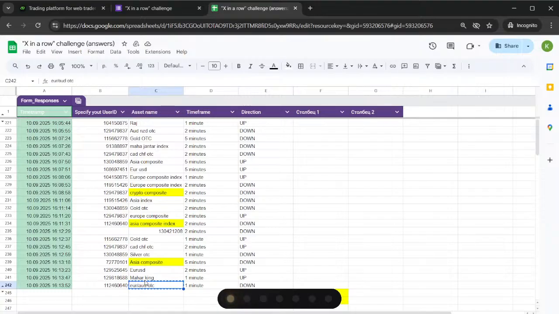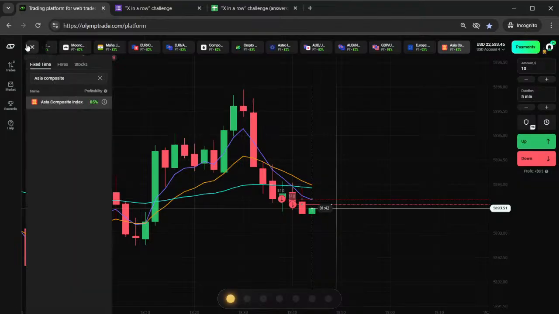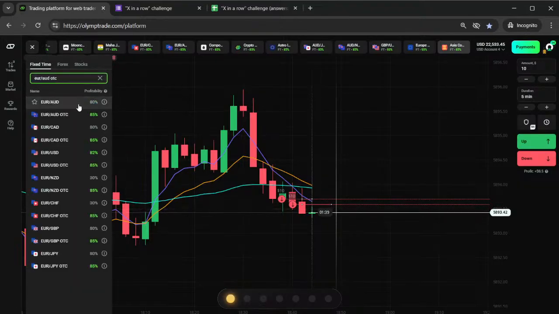So this is Mahajantram or which one? I'm not sure. Okay, no worries. We will move to the another one. Euro USD OTC. Where is Euro USD? Okay, sorry, it's Euro AUD. Okay, so this is the one.